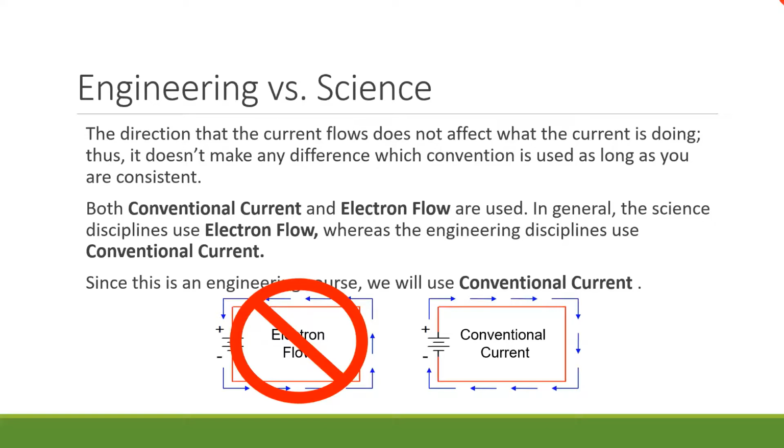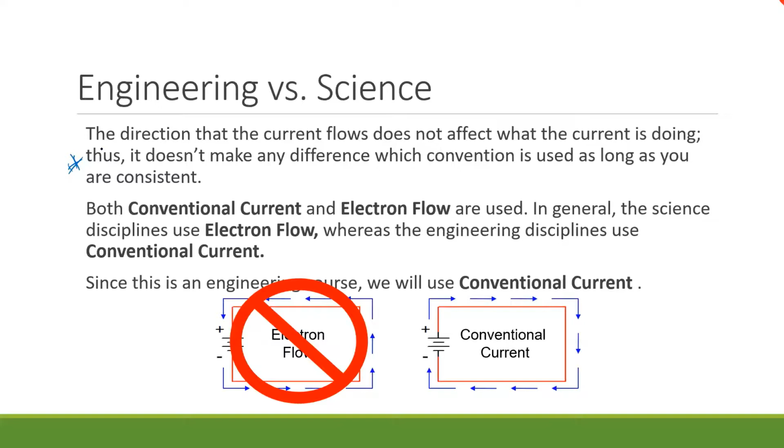Both conventional current and electron flow are used, but in general, the science disciplines use electron flow, whereas engineering disciplines use conventional current. This is an engineering course, so we're going to be using conventional current. It's a bit weird that we use a form of current that is technically wrong, but I guess the reason is that it doesn't matter. If you wire up a circuit with a switch and a light bulb, it doesn't matter if you connect the light bulb to the positive end or the negative end. The electrons are going to travel through it no matter what.